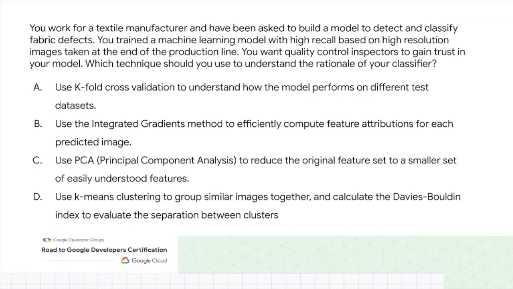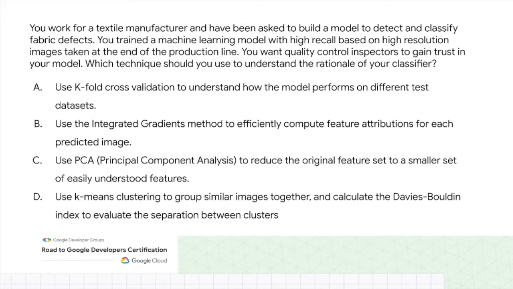Should we use scaffold cross validation to understand how the model performs on different test data sets? Use the integrated gradients method to efficiently compute feature attributions for each predicted image. Use PCA, principal component analysis, to reduce the original feature set to a smaller set of easily understood features. Or use k-means clustering to group similar images together and calculate the Davies-Bouldin index to evaluate the separation between clusters.